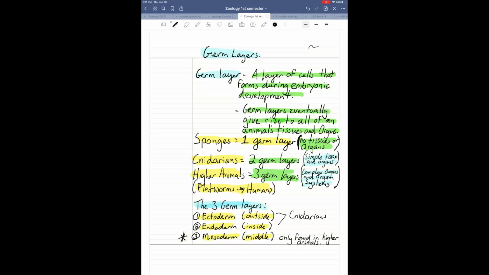Now, when we start looking at flatworms and everything else, they include the mesoderm. So the mesoderm, you haven't heard that term before because sponges don't have it, cnidarians don't have it.